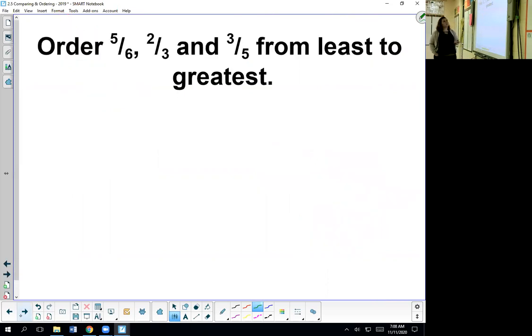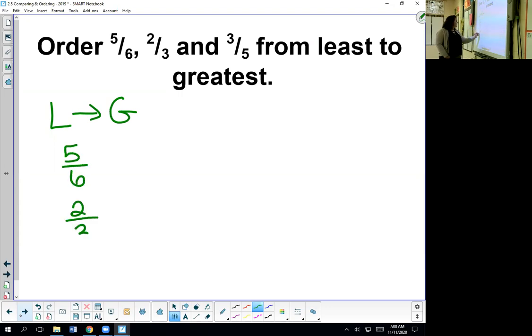Okay, now, last but not least, ordering fractions from least to greatest. If you want to find a common denominator, by all means, go for it. I just don't do that. It's not what I like. It's comfortable. But I always make sure I read the directions because it's saying least to greatest. Sometimes I will ask you from greatest to least. Typically, it's least to greatest. So I have 5/6, I have 2/3, and I have 3/5.